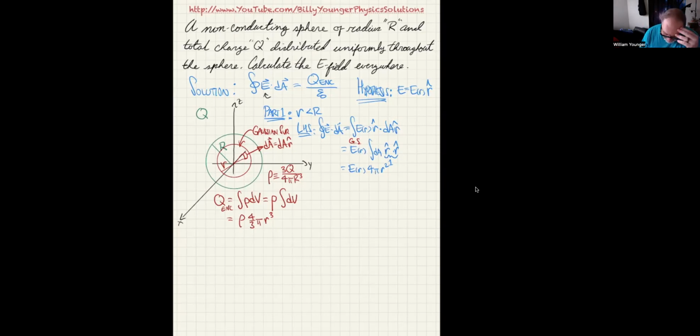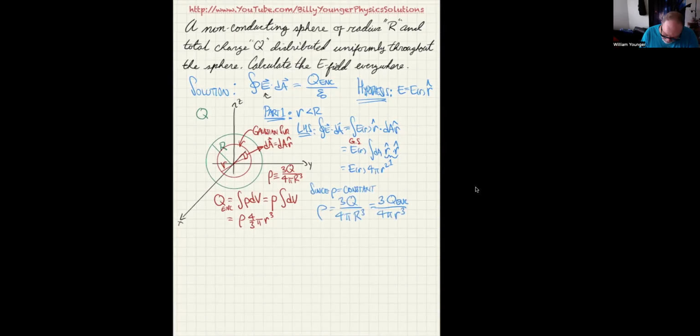Now, the other neat thing is that since rho equals a constant, we know that Q times 3 over 4 pi R cubed, which is equal to rho, is also equal to 3 times Q enclosed over 4 pi times little r cubed.